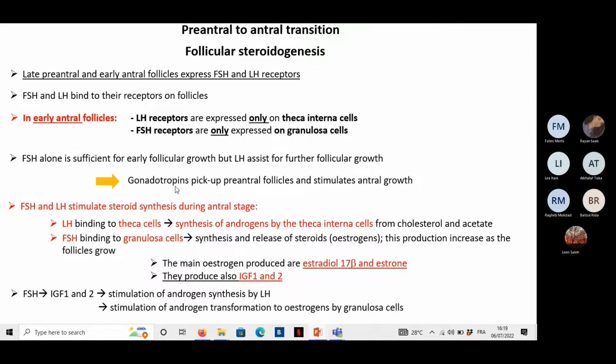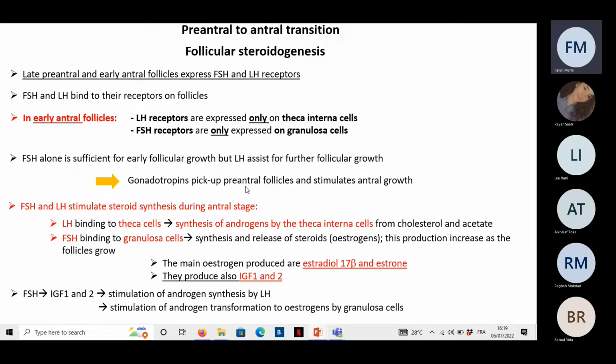And the gonadotropins will pick up the pre-antral follicles and stimulate the antral growth. So the gonadotropins will act on the late secondary follicles. That's why they mean pick up. They will act on the pre-antral follicles, the late pre-antral, meaning the late secondary follicles, to stimulate their growth into antral follicles, into early antral and then to late antral follicles.